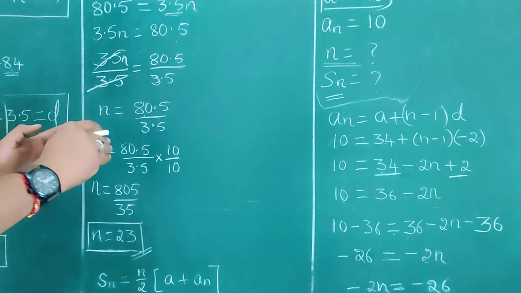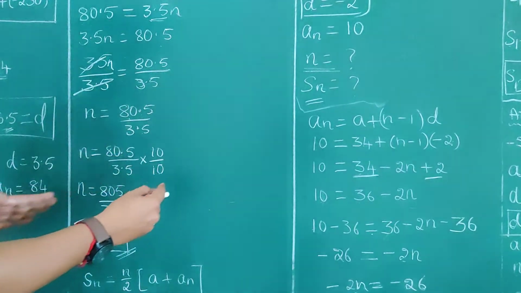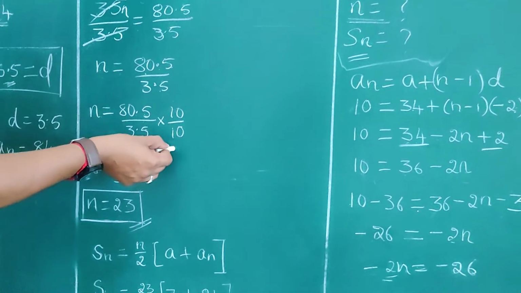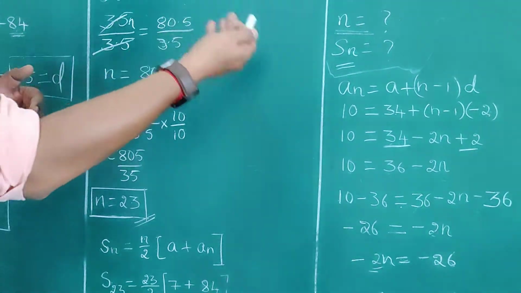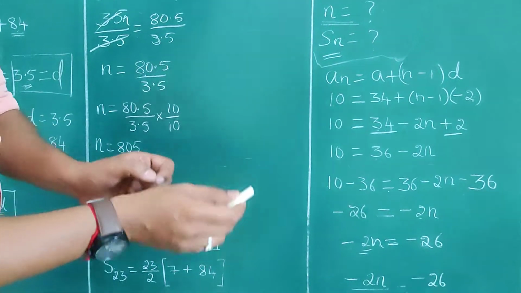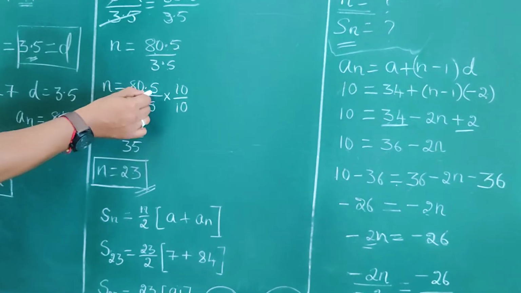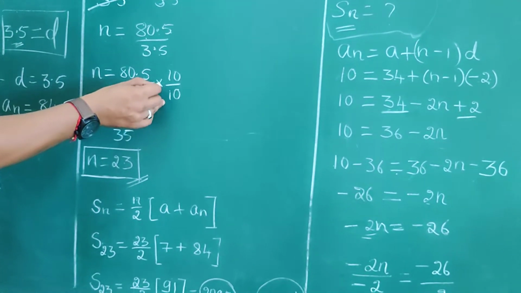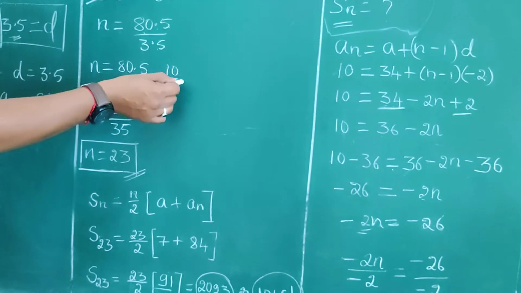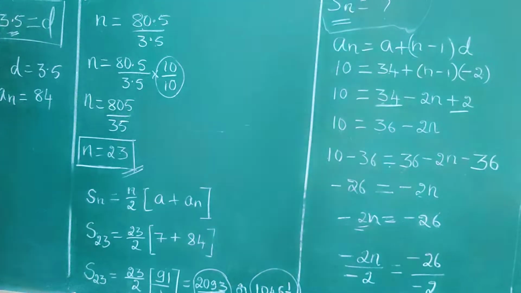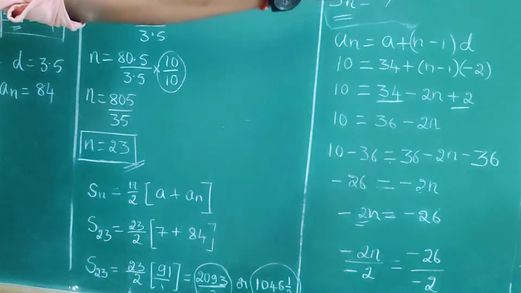Therefore, to make this decimal into a whole number, multiply and divide by 10. If after the decimal 2 digits are there, multiply and divide by 100. If 3 are there, 1000, like that. Now 80.5 by 3.5 into 10 by 10. This is the extra operation we have done to make this decimal into a whole number.